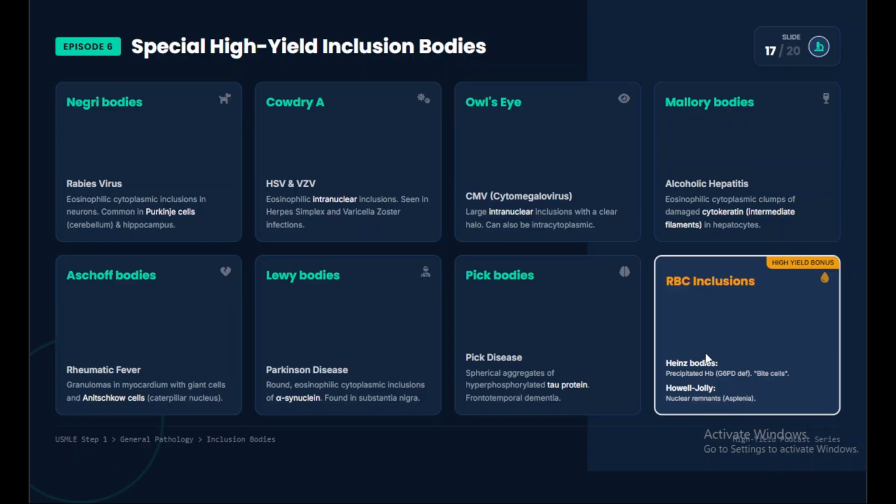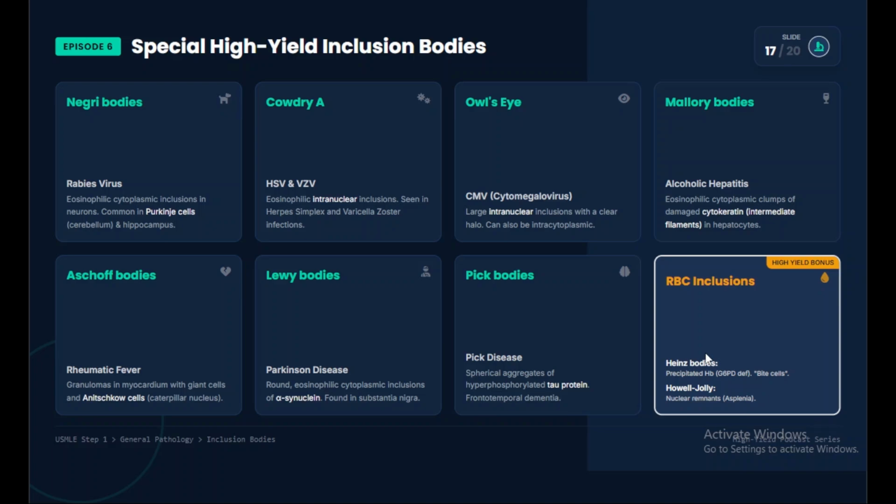Now, there is something which is a bonus for you, which is not a part of our discussion at this stage, but I'll tell you that there is something called Heinz bodies, and they are simply precipitated hemoglobin, which is seen in G6PD deficiency, right? And they appear in exams as bite cells after oxidative stress.